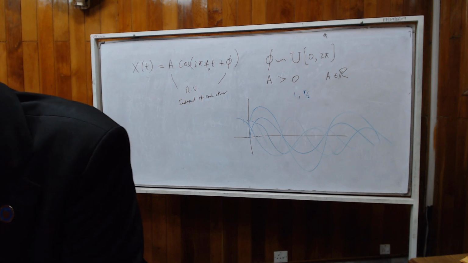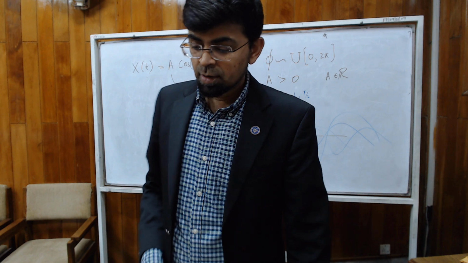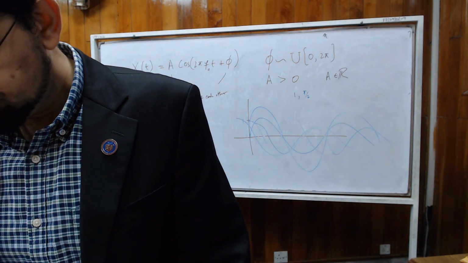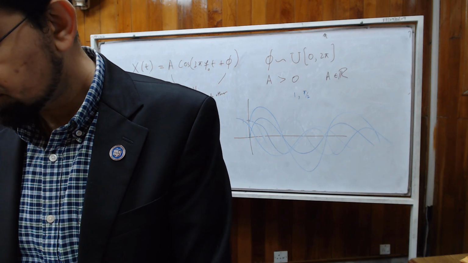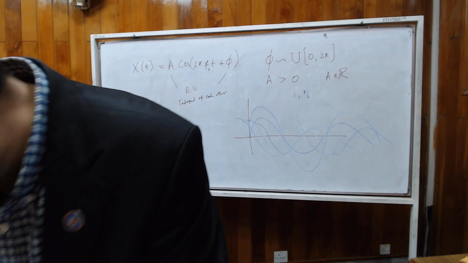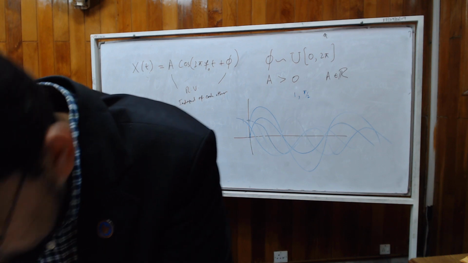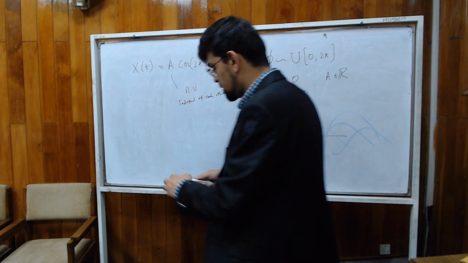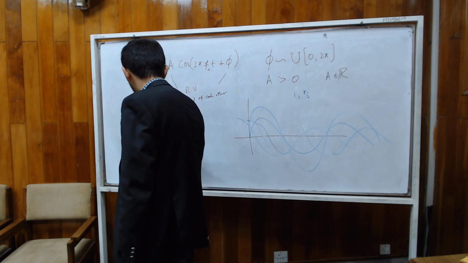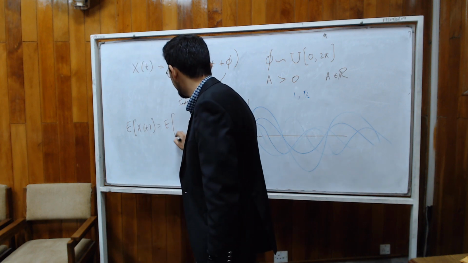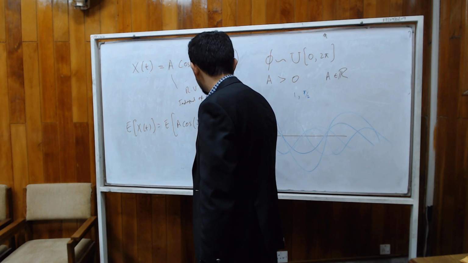Can you find the mean of xt here? How will you find it? I already gave the answer that a constant should come, right? What, expand the cos? Let's expand it. Firstly, what will you write? So you know what you have to find. Yeah, you have to apply the expectation operator to this: E of A cos(2 pi f naught t plus phi).